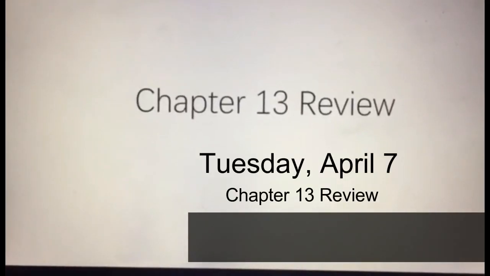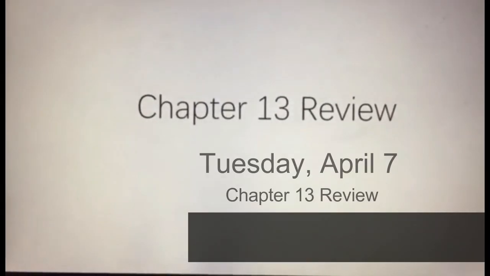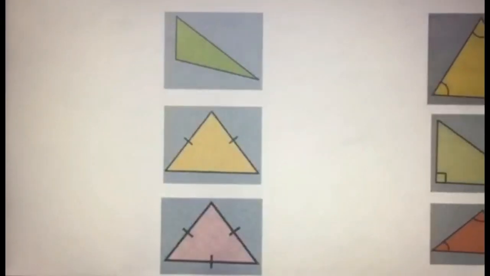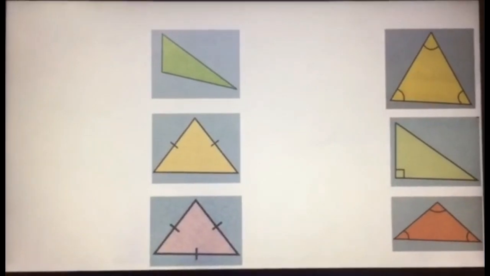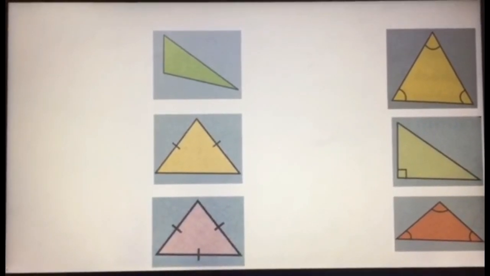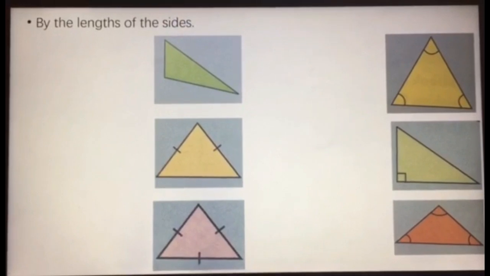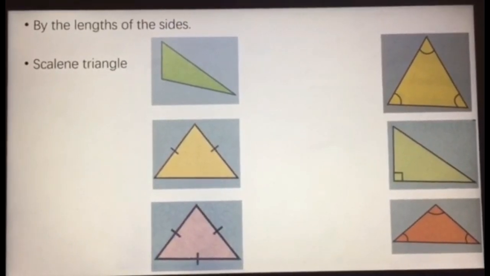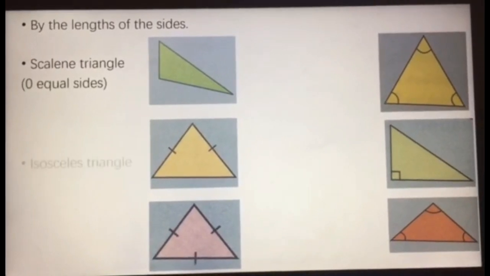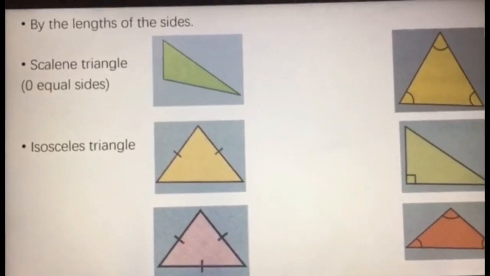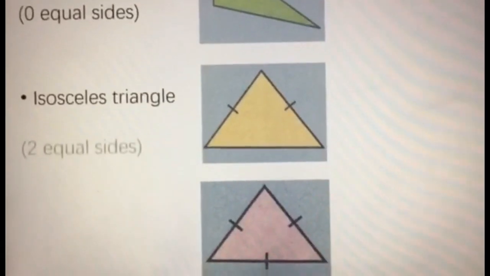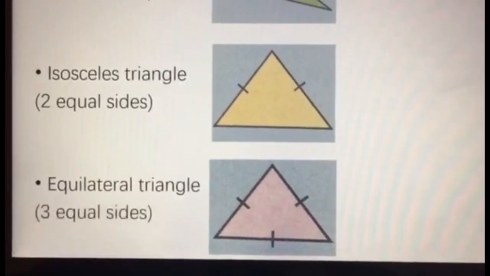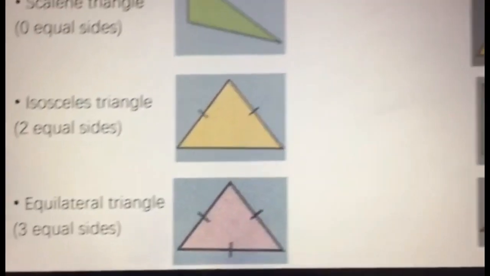Hey, fifth graders. Continuing with our review session, this week we're going to look at Chapter 13, Triangles. We've talked about classifying triangles by the lengths of the sides. We know there are scalene triangles with no equal sides, isosceles triangles with two equal sides, and equilateral triangles with all three sides being equal.